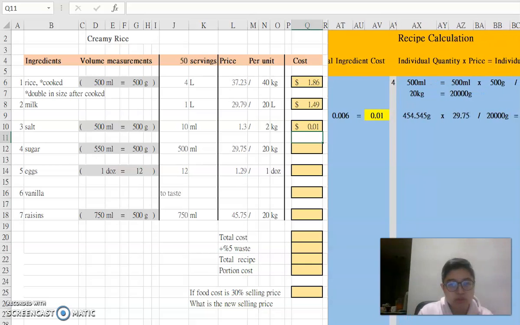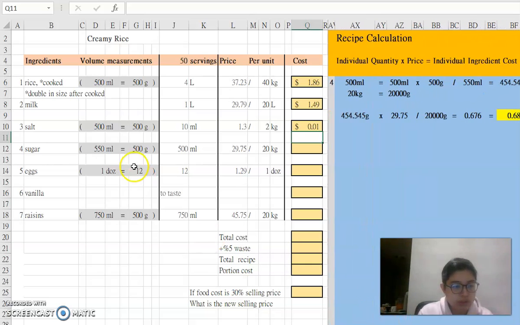The next one, number 4, is the sugar. Volume measurement is 550 milliliters is equal to 500 grams. Serving is 500 milliliters, and price per unit is using kilograms here.